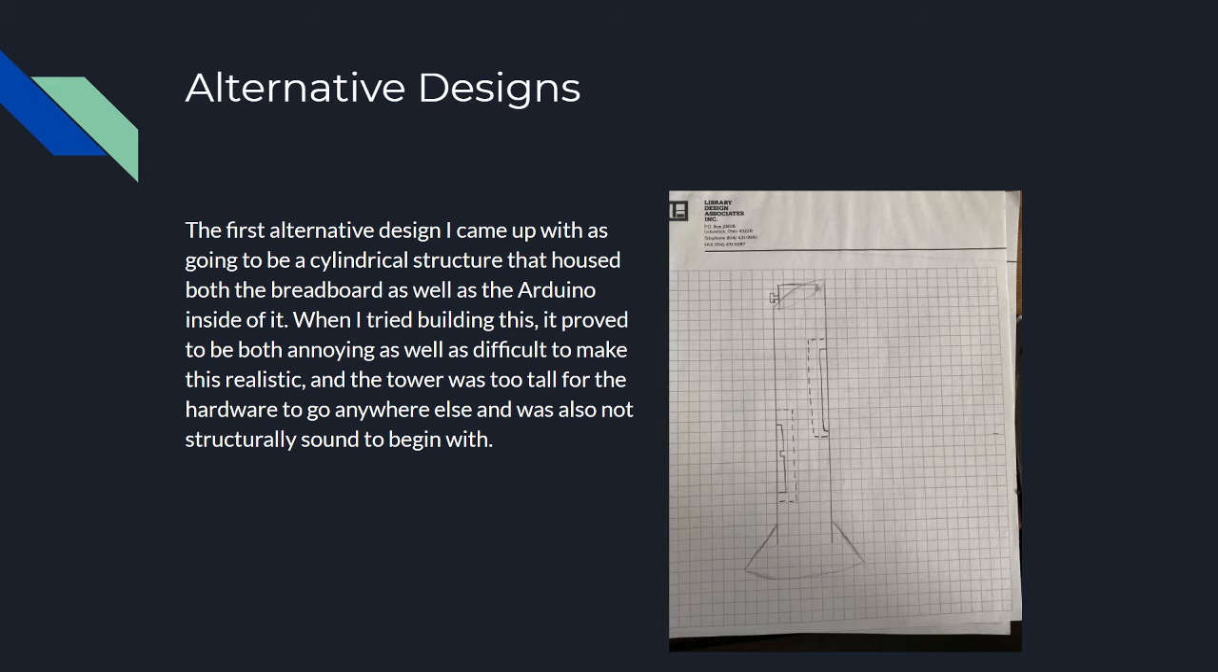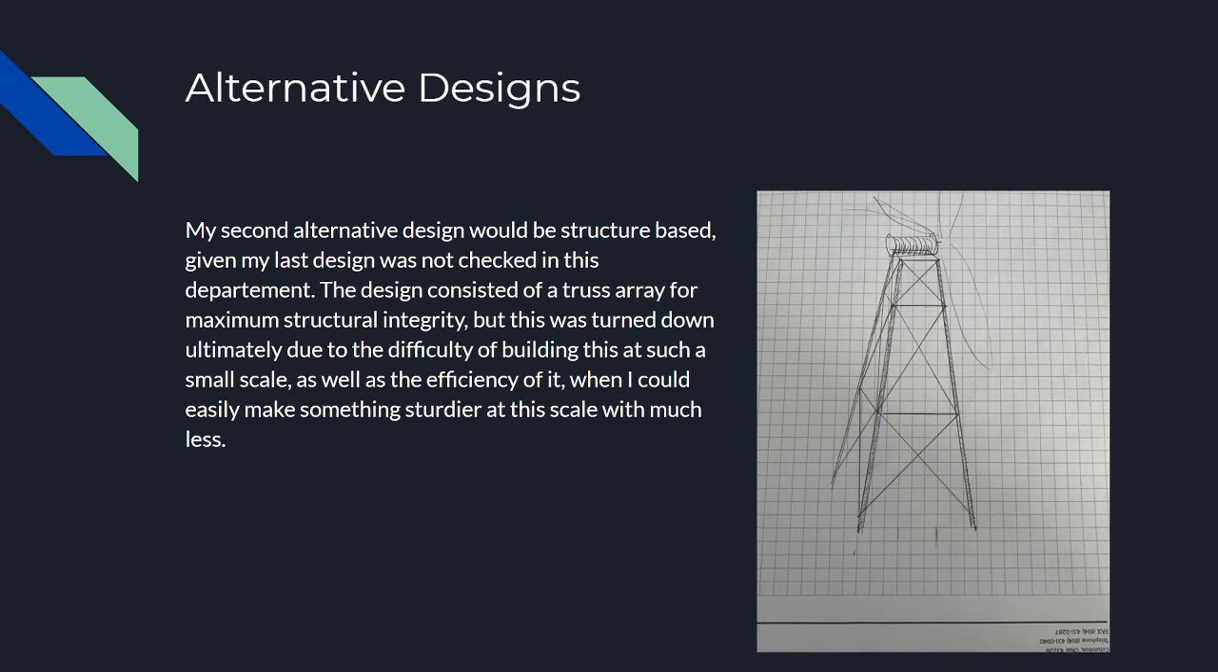Moving on are the alternative designs. The first alternative design I came up with was going to be a cylindrical structure that housed both the Arduino breadboard as well as the Arduino inside of it. When I tried building this, it proved to be both annoying as well as difficult to make realistic, and the tower was too tall for the hardware to go anywhere else, like on the ground, and was not structurally sound to begin with. The next build I came up with would be more structure-based, given my last design was not checked in this department.